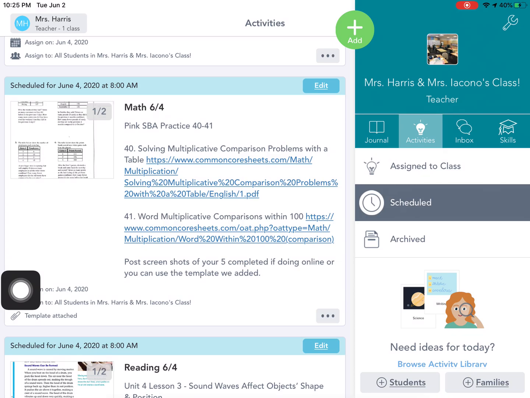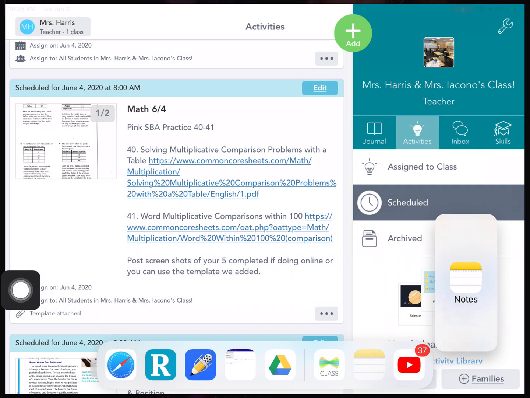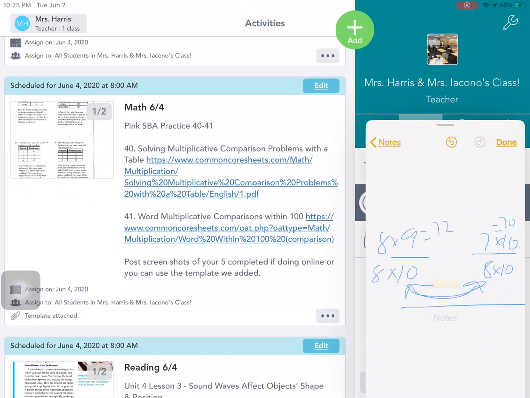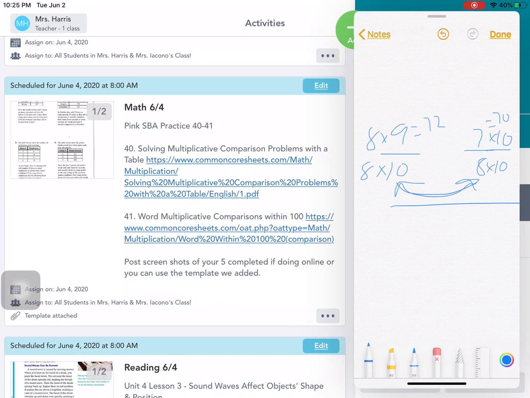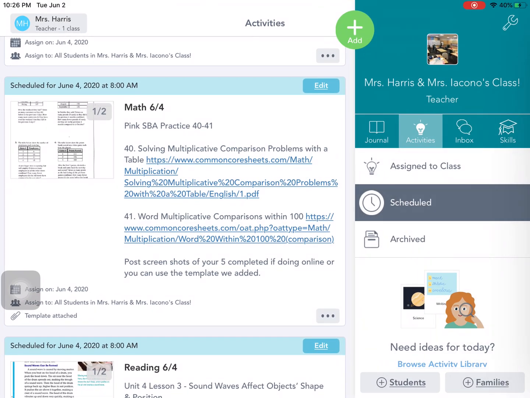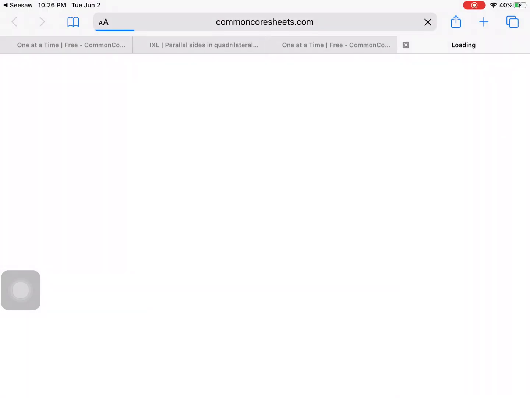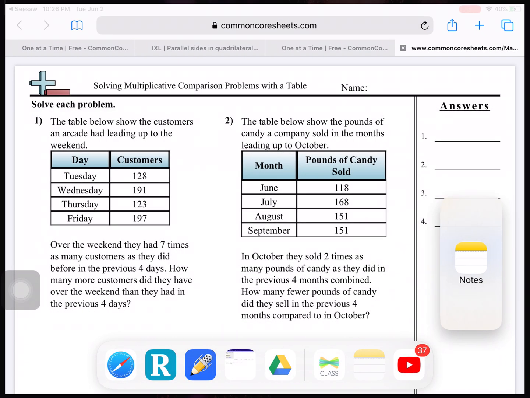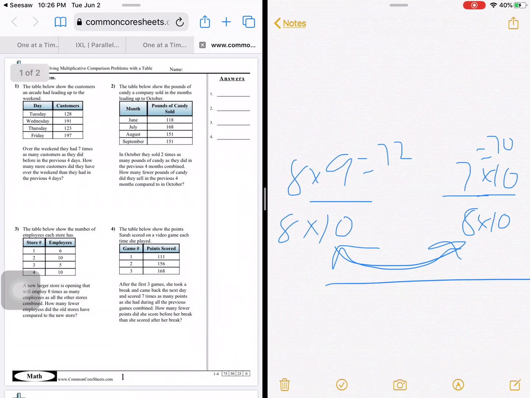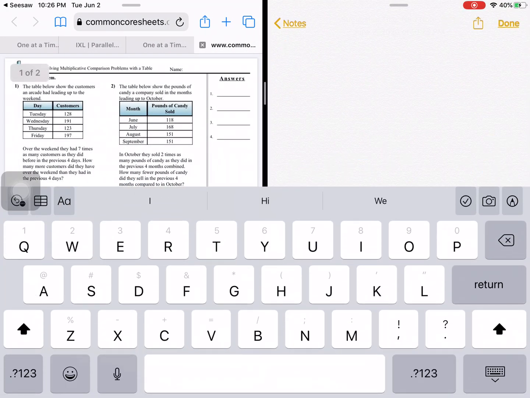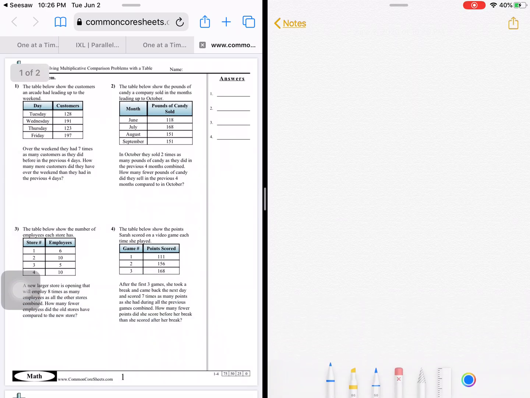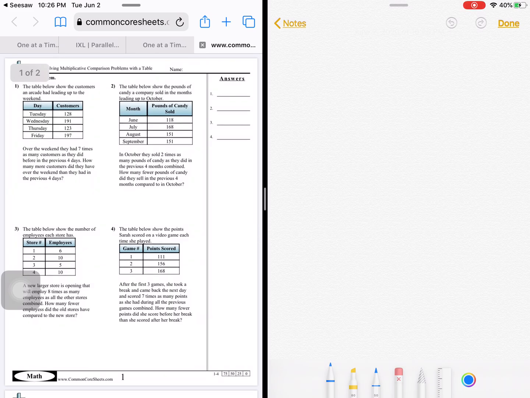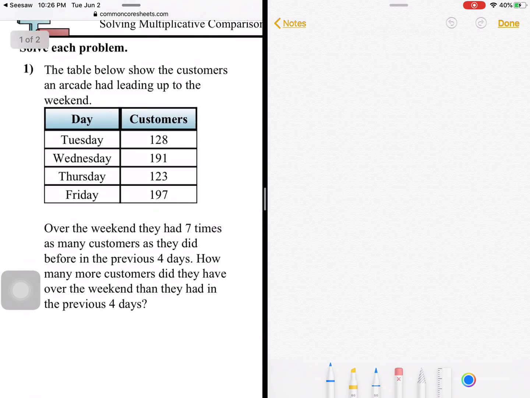I'm going to pull up my notepad. It won't let me split screen. I have to go into the website before I split screen. There it goes. I need a new note. I'm going to use my drawing tools. Notice this is the worksheet, so it doesn't have the one at a time. It's the worksheet no matter where you go.